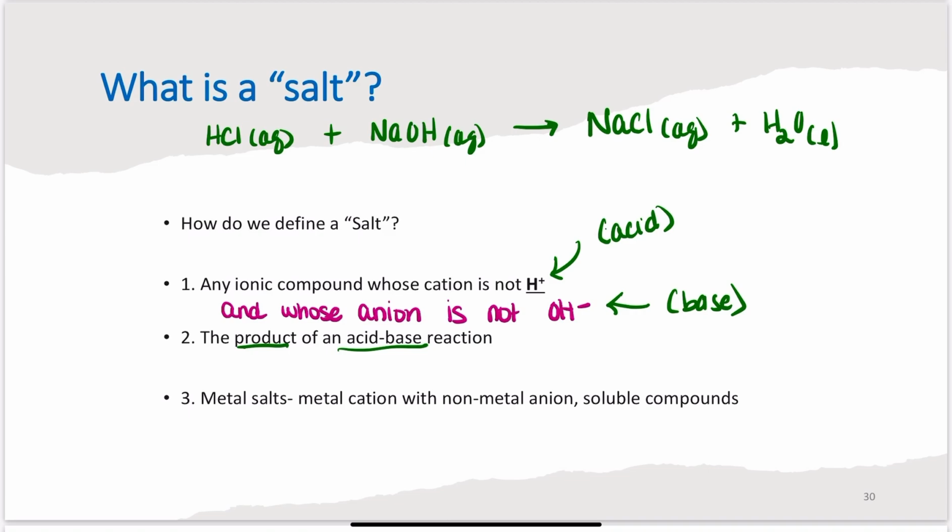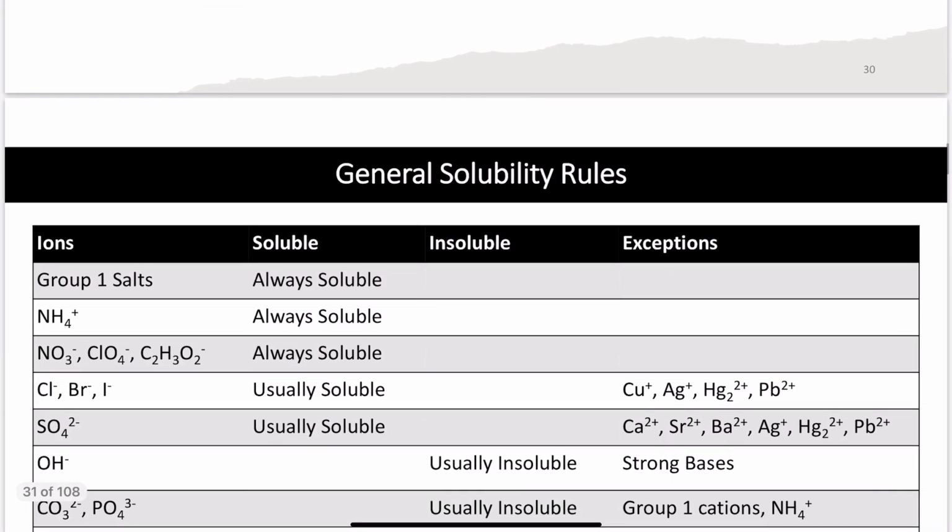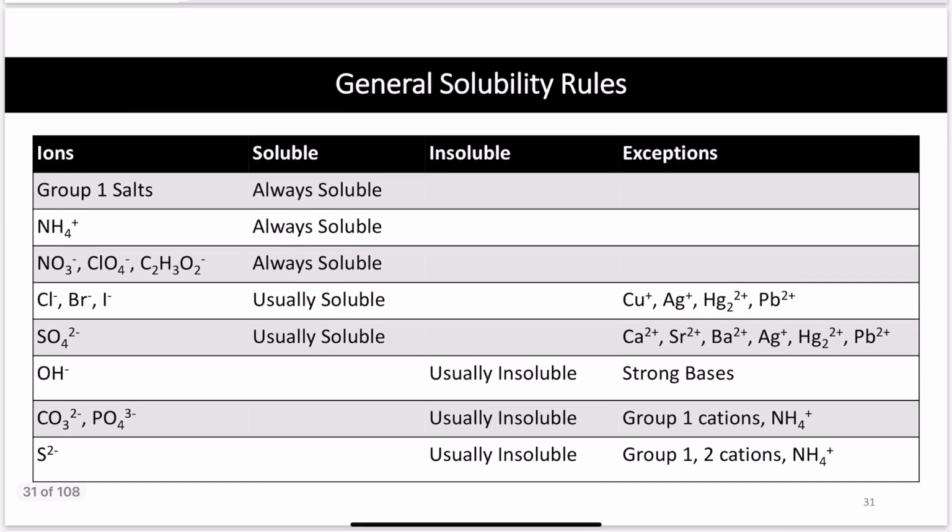The thing that people often forget about, though, is this concept of a metal salt. Technically, we know that sodium is a metal, but people don't think about it as a metal. So when I say metal salt, I mean really think about your transition metals. It's a metal cation with a nonmetal anion, and they form a soluble compound. So we need to know what our solubility rules are to be able to go on with this section. Here are our general solubility rules, and you can find these in your book as well.